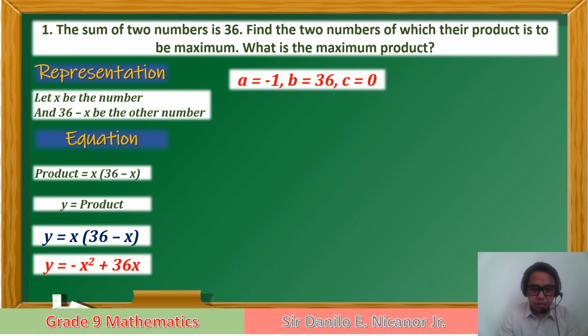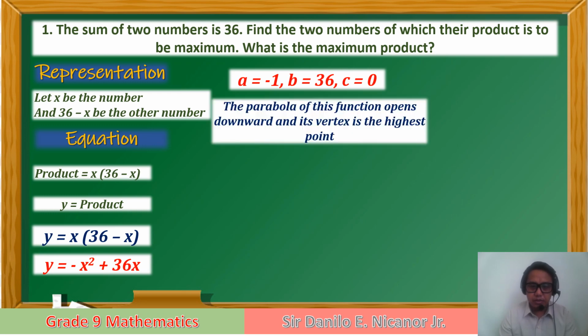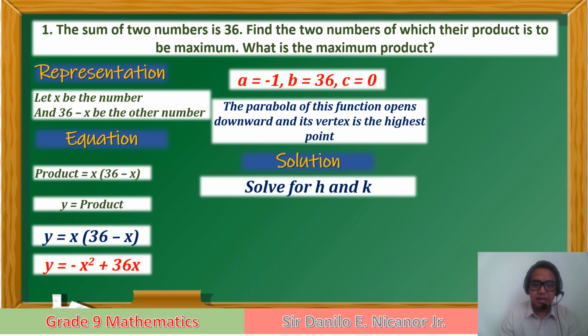Okay. So, ito yung ating ABC. The parabola of this function opens downward and its vertex is the highest point. Ibig sabihin, pag highest point yun, maximum point yun. Or yung K nun will be your maximum value. So, solve for H lang. Pag nakuha natin yung H and K, so maximum value f of h is equal to kung ano yung makuha natin. So, H natin will be, solve nyo.